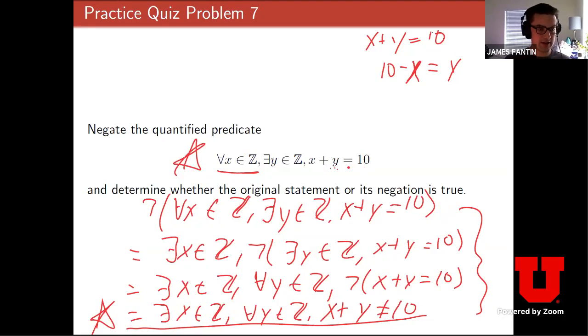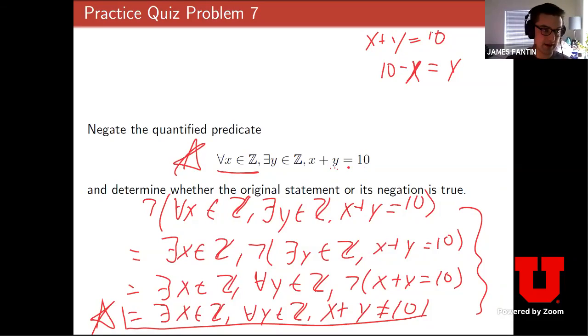But now if we know that this statement is true, hopefully the negation of the statement should be false. Let's think about it from a logic standpoint. The negation of the statement says that there exists some integer such that for every other integer, the sum of those two integers is not equal to 10.